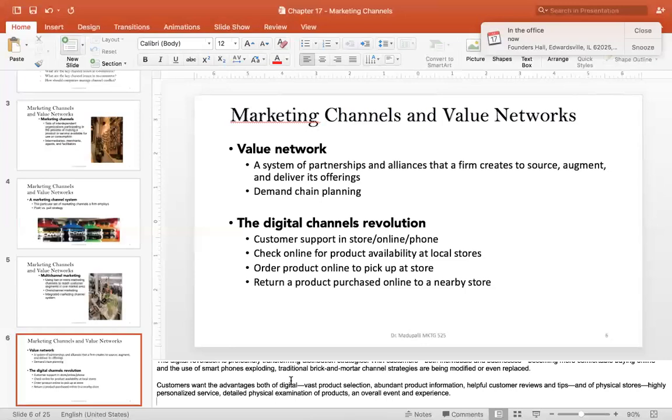Consumers are expecting seamless integration between online and in-store. Retailers and manufacturers are assembling massive amounts of social, mobile, and location information that they can mine to learn about their consumers.